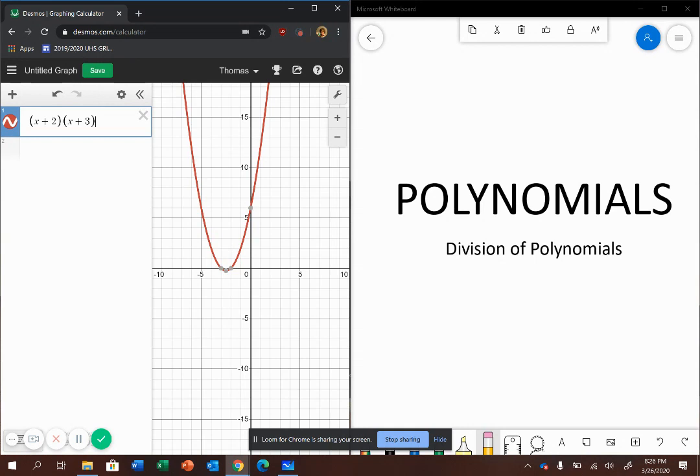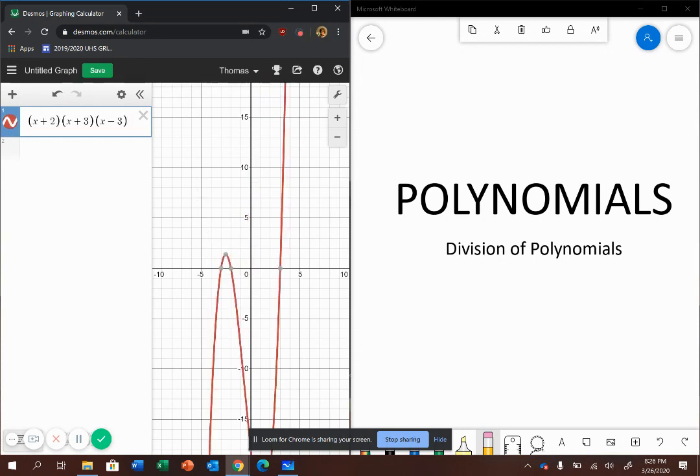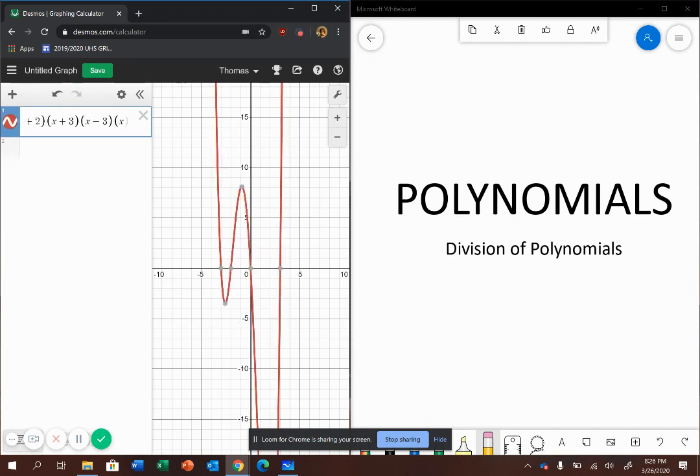Then if I kept going, let's say I multiplied it by something else, let's say x minus 3. Well, now it's even more complicated looking. And then what if I went one more and I said x minus 1? Well, what we have here is a polynomial with 4 factors. It's a 4th degree polynomial.